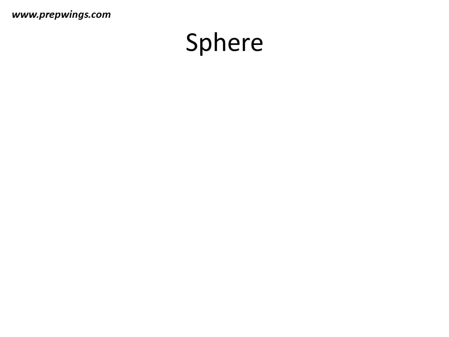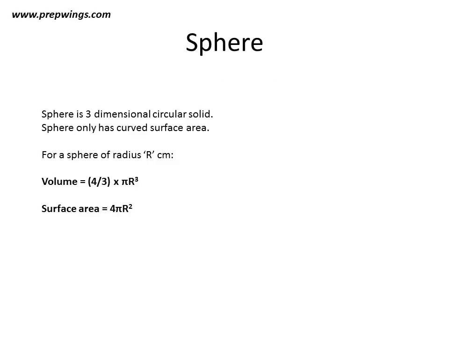Now we look at sphere. Sphere is a three-dimensional circular solid. It only has curved surface area. The volume of a sphere is given by 4 by 3 pi r cube, and surface area is given as 4 pi r square, where r is the radius of the sphere.